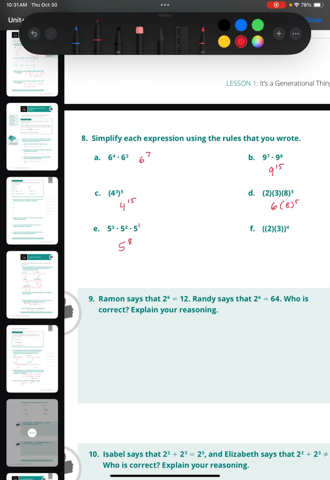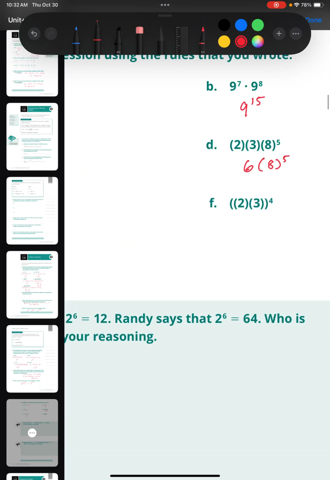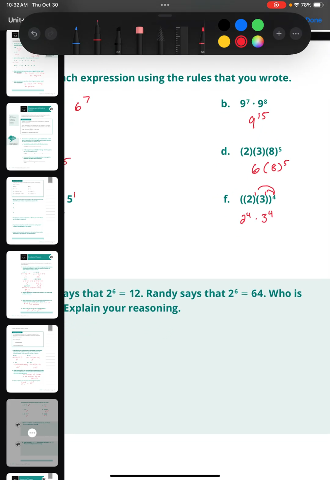And for F, we have the power to a power rule. Now both the 2 and the 3, if there's no exponent on them, it's like having a 1. So we're going to multiply that 4 by both of those exponents, and we end up with 2 to the 4th times 3 to the 4th, using our power of a power rule.